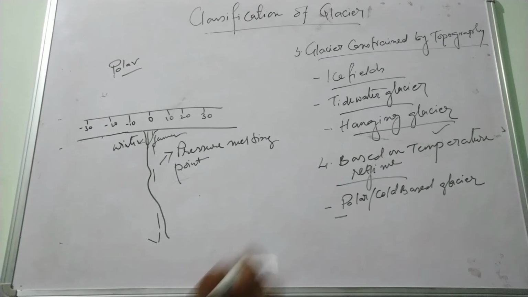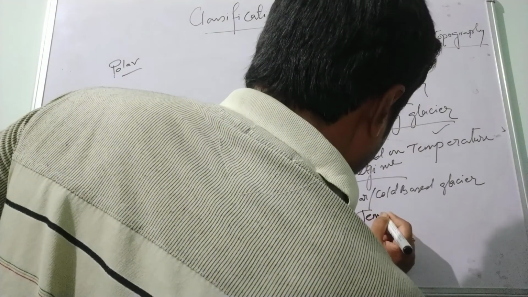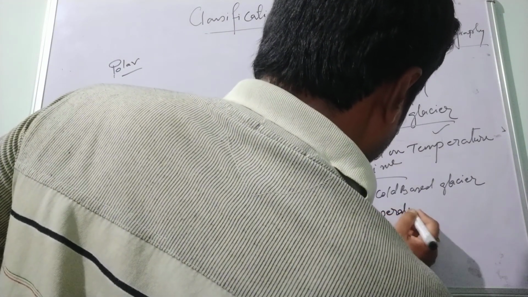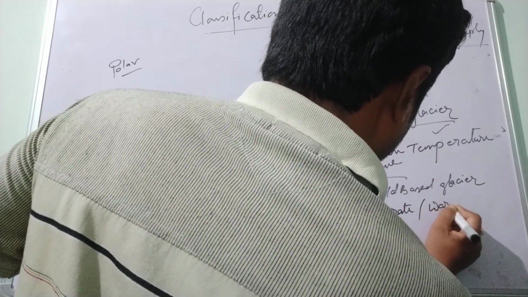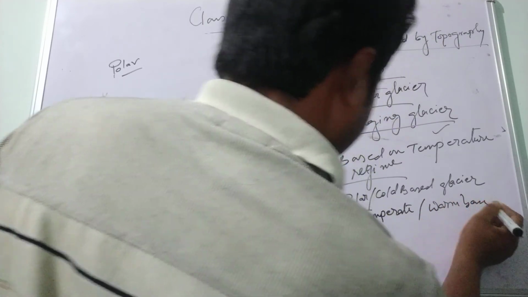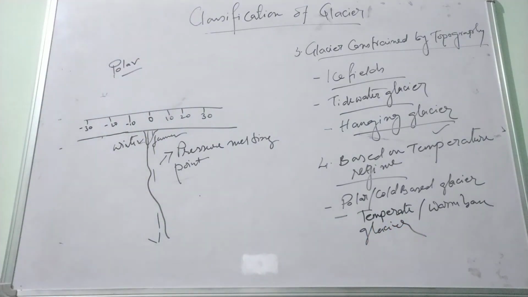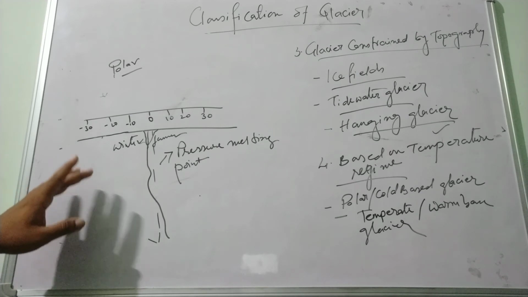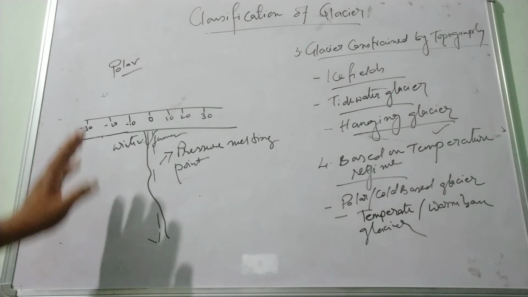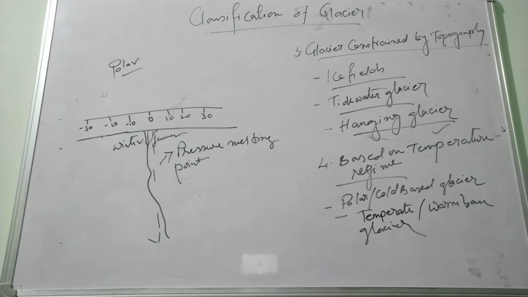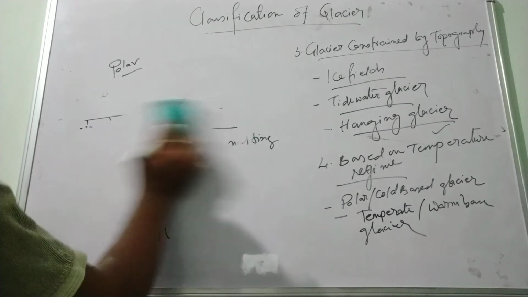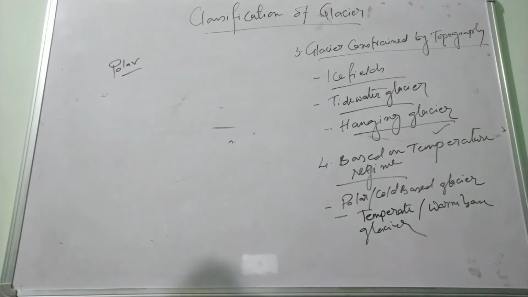Temperate or warm-based glacier occurs in areas where the mild summer temperature causes melting, such as the European Alps, Norway, and New Zealand. Another important type is the polythermal glacier.